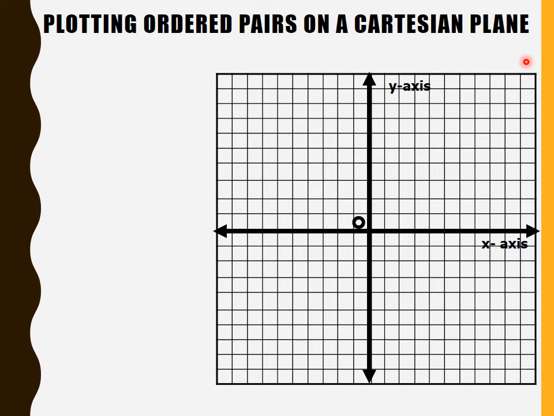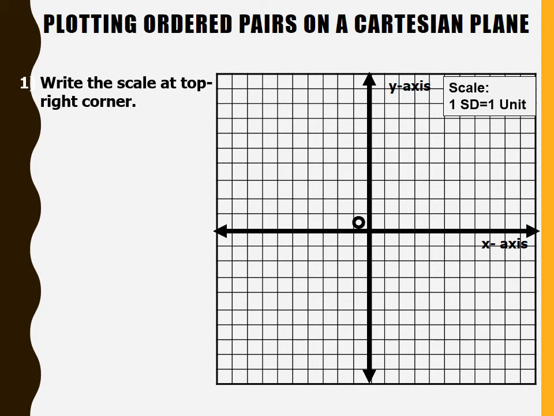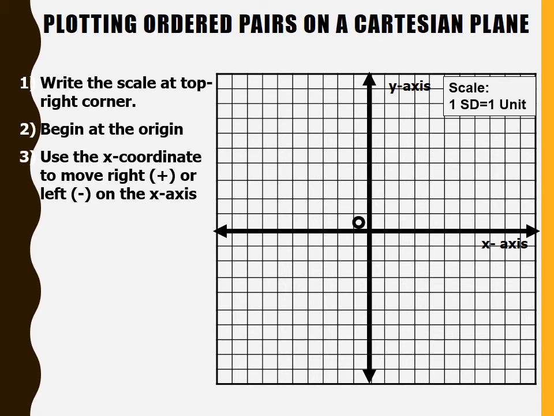Now let us plot the ordered pairs on the Cartesian plane. First of all, we have to write down the scale at the top right corner, which is very important. For this particular graph, we have taken one small division equal to 1 unit. Then we have to begin at the origin, then use the x coordinate to move to the right or left of the axis.